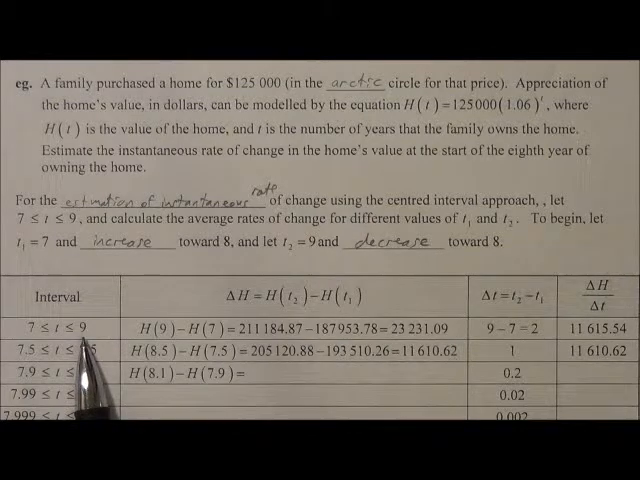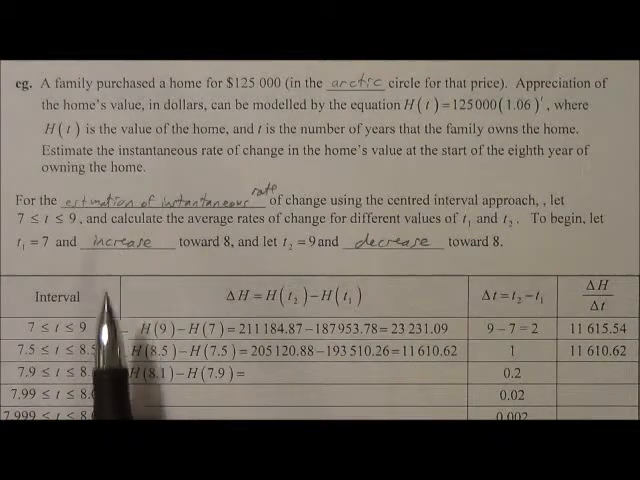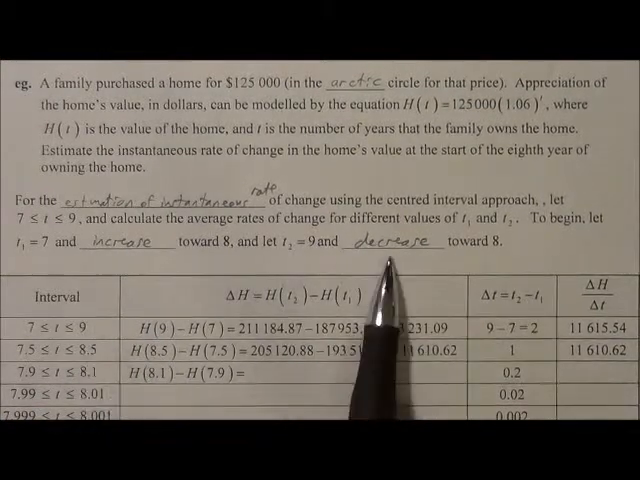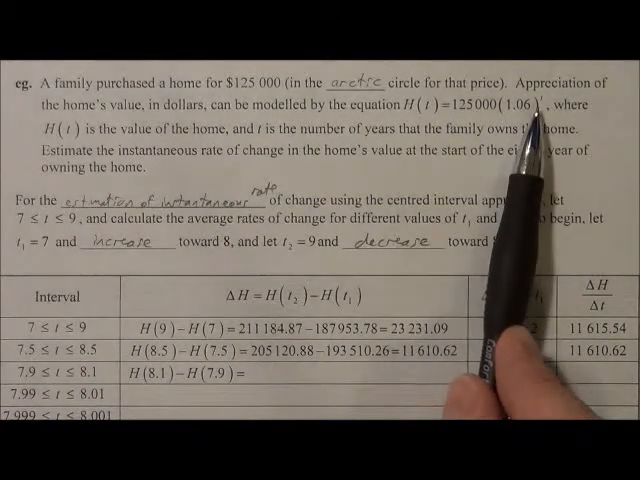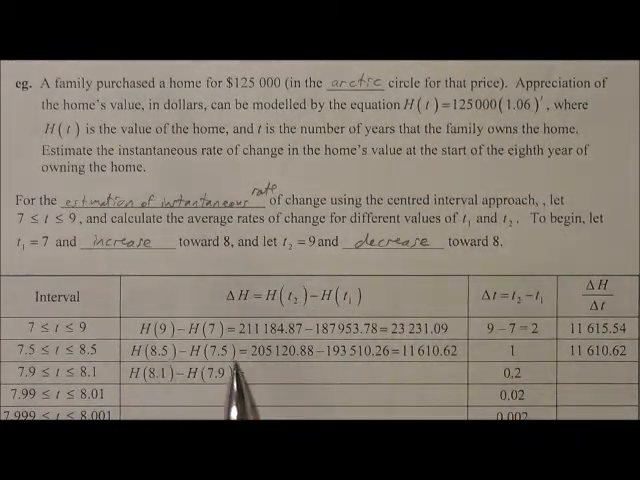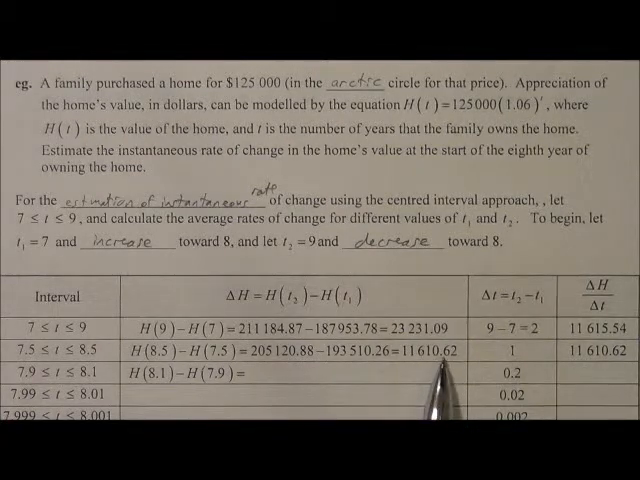Okay, then we're going to change 7 to 7.5. It's going to increase towards 8. And we'll change 9 to 8.5, which is then decreasing towards 8. We'll take those two values, we'll sub them back into the formula in for t, and we'll get these values here. And we'll subtract here, of course, 8.5 minus 7.5 for the delta t is 1. So when you divide, you just get that value again, $11,610.62, which is the average rate of appreciation of that home between 7.5 years and 8.5.